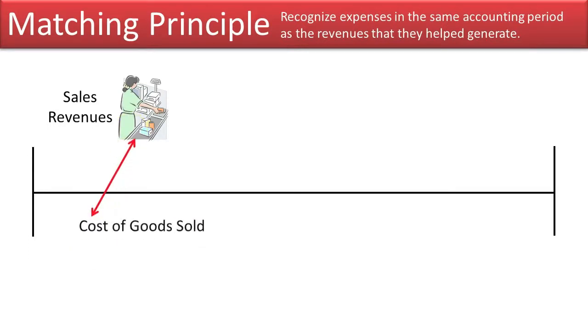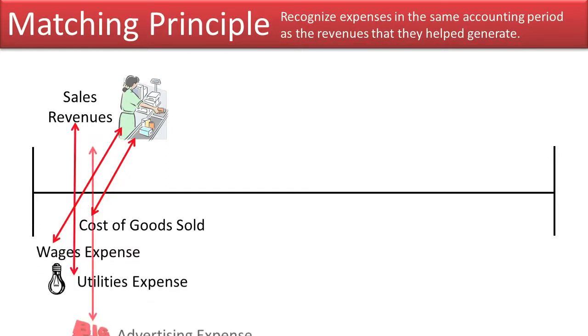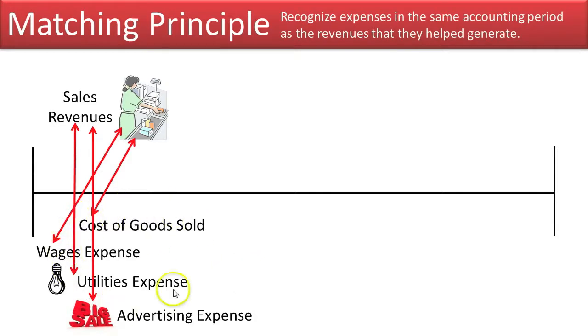For example, the cost of the goods sold, the wages expense, the utilities expense, and the advertising expense. All of these are costs that we incurred that helped us to generate these revenues. Since we've received the benefit of these costs, we need to expense them so that the revenues and expenses are in the same accounting period.